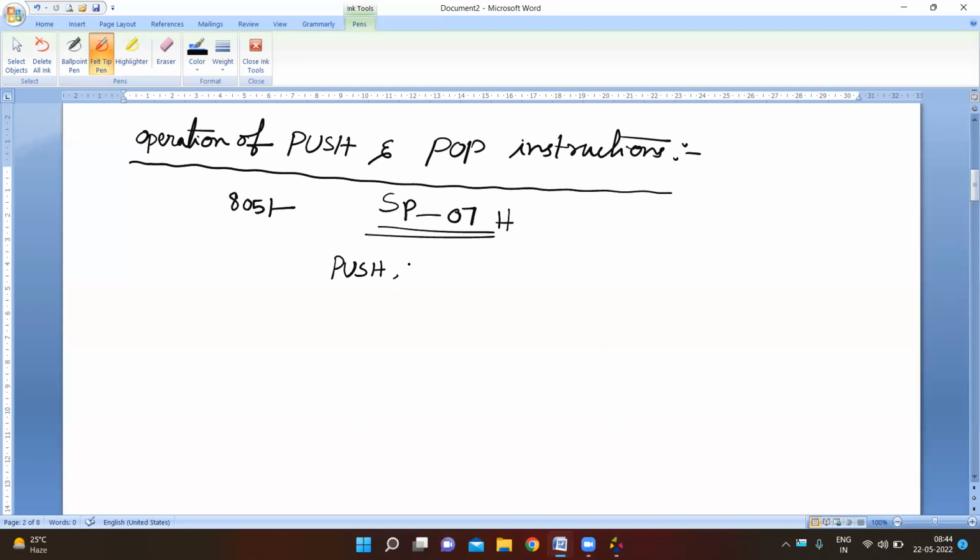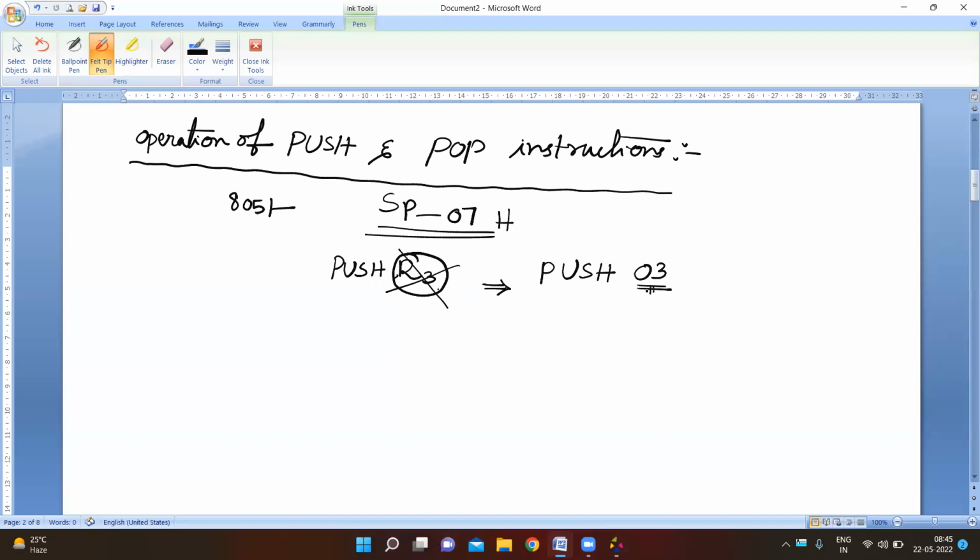Let us assume push R3. Otherwise, directly here we need to mention the direct address. This is not register addressing mode. So therefore, this kind of instruction is invalid in the 8051 instead of R3. What we are going to do is push the contents of the R3 register onto the stack. So we need to write push 03. This push 03 is a direct addressing mode.